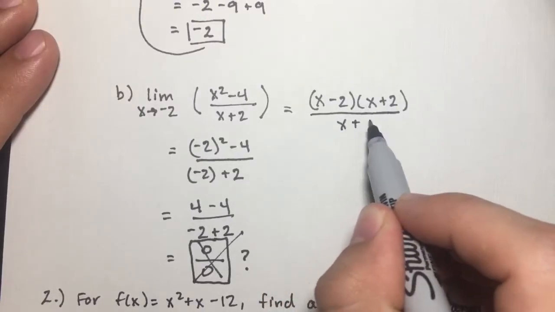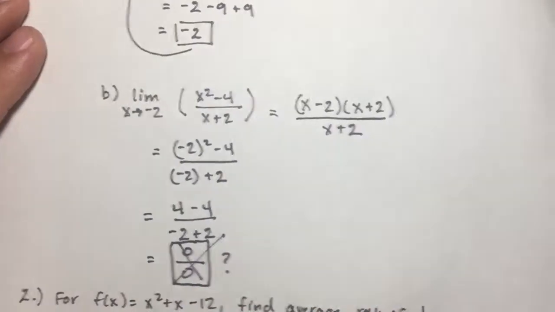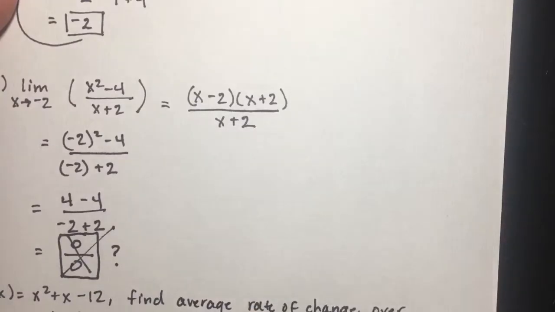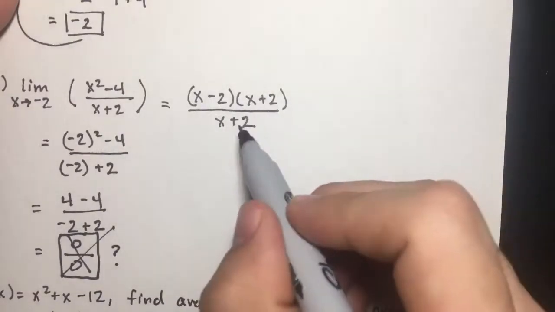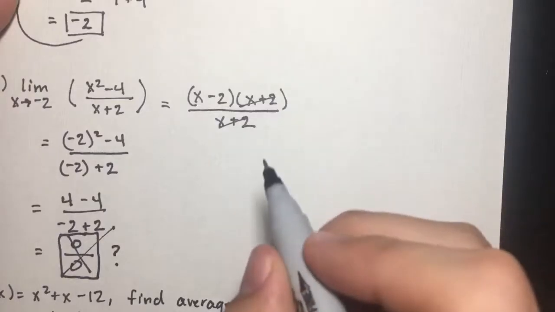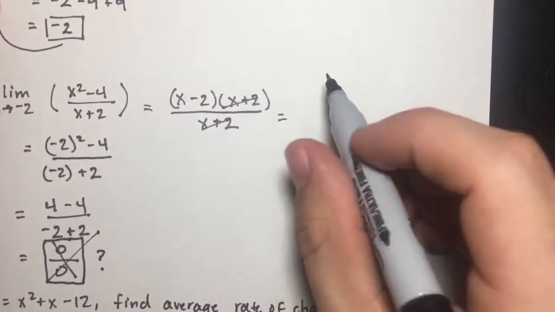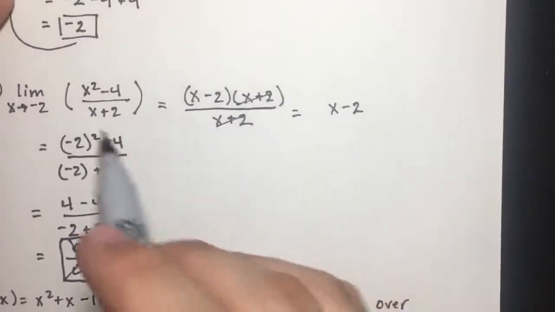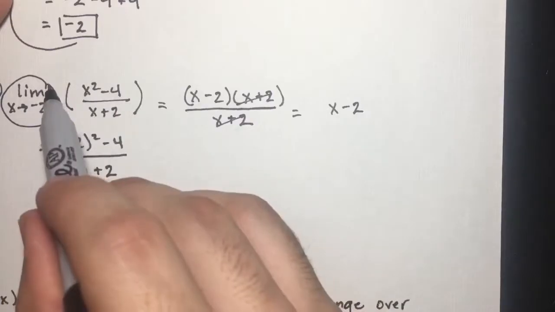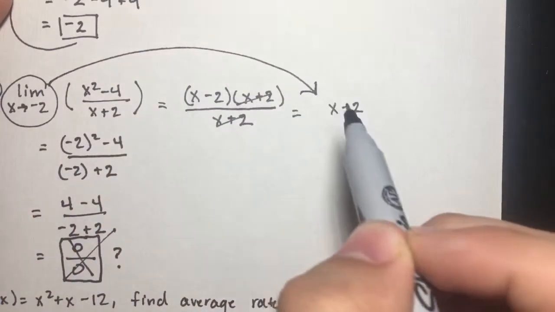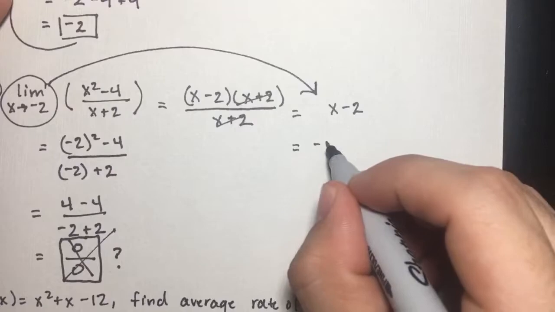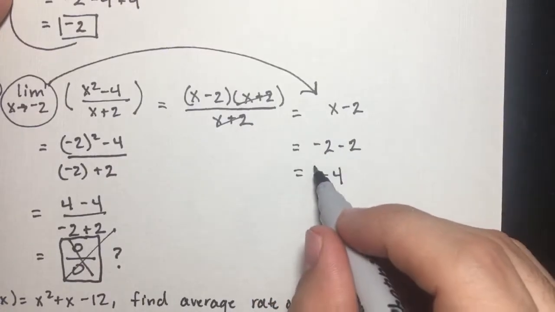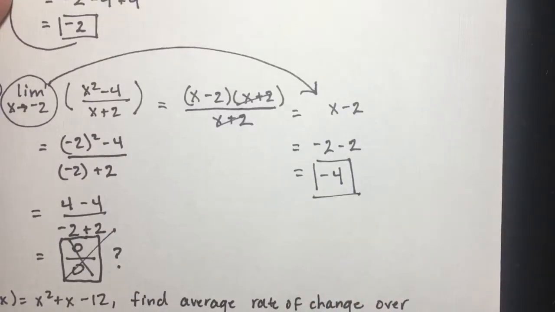And then we'll go ahead and bring our x plus 2 over. Alright, so we can see that we have an x plus 2 in the numerator and an x plus 2 in the denominator. So those will cancel each other out. So this leaves us with just x minus 2. Now we can go ahead and plug -2 in for x. So this gives us -2 minus 2, which equals -4. And that's your answer.